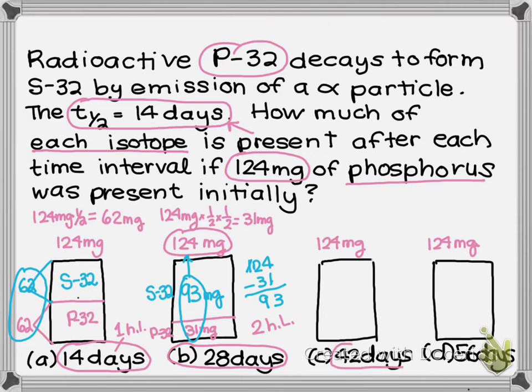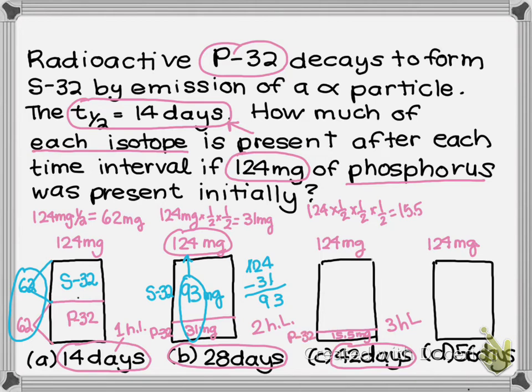So let's say I have 42 days, which is 3 half-lives. So I would say 124 times 1/2 times 1/2 times 1/2, and it's going to be 15.5. Now, my guess is that would probably be rounded to 16 in your book, but we'll go ahead and put 15.5. I'm not 100% sure. So that's 15.5 milligrams. And this is the phosphorus 32.